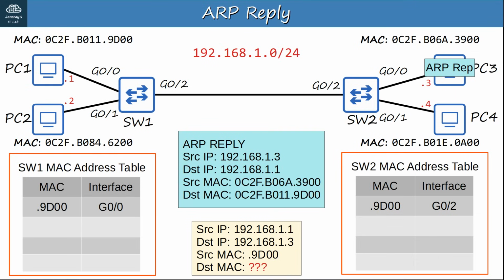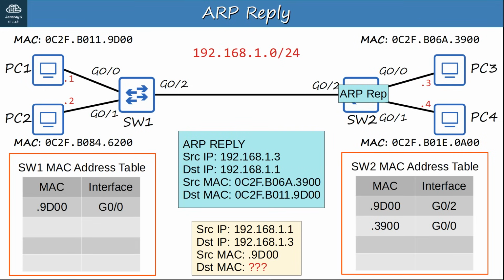Here you can see the ARP Reply packet. The source IP is PC3's IP, and the destination is PC1's IP. The source MAC is PC3's MAC address, and the destination is PC1's. Although the ARP request message was a broadcast message, because PC1's MAC address was used as the source MAC address of the ARP request message, PC3 now knows PC1's MAC address, so it can send the ARP reply directly to PC1, without having to broadcast the frame. PC3 sends the frame out of its network interface, and it is received by Switch 2.